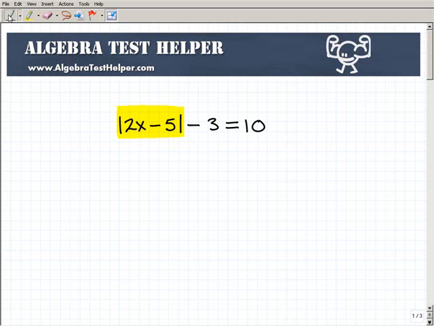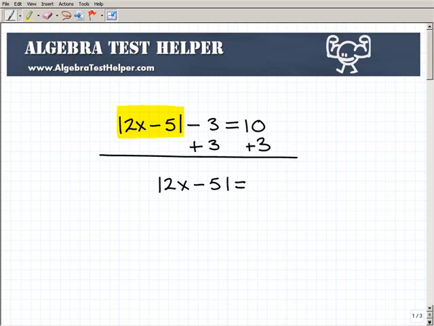So what I need to do is get rid of this 3 next to it. Okay, that's pretty easy. All I need to do is just add 3 to both sides of the equation, and I can get that absolute value part all by itself. So what you get is the absolute value of 2x minus 5 is equal to 13. All right, so that's your first step.